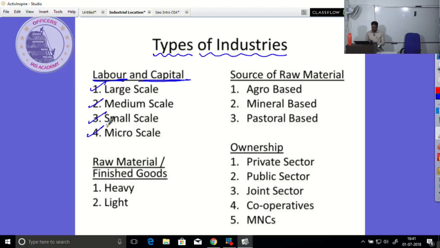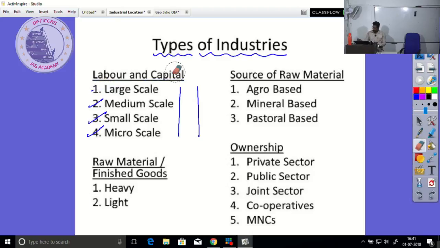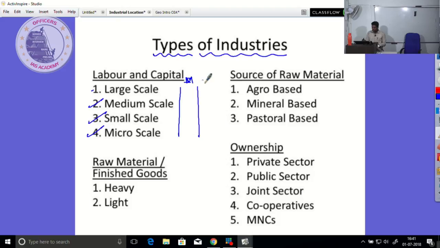Whenever I talk about micro scale industry, the investment level matters. For a simple reason, you can divide this into two categories: manufacturing industries and service sectors. What is the criterion for declaring something a micro industry? Investment should be less than 25 lakhs. If the investment in a manufacturing industry is less than 25 lakhs, you call it a micro industry. For service sectors, it is 10 lakhs.